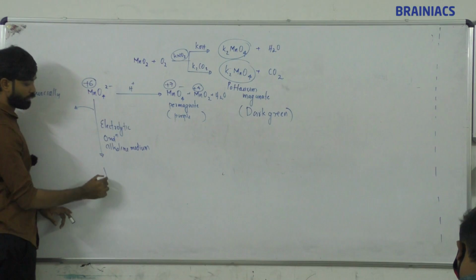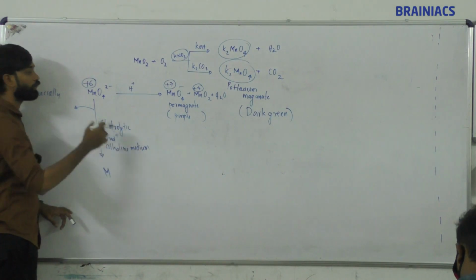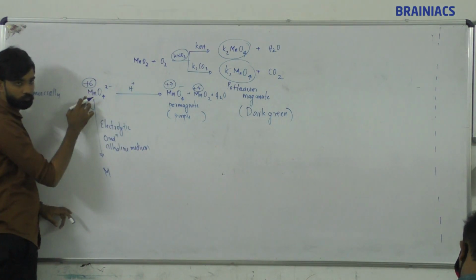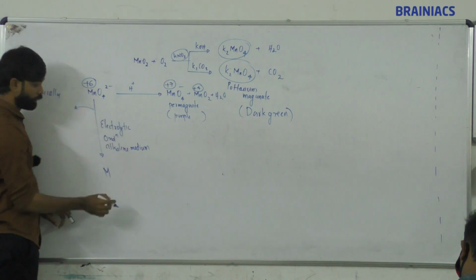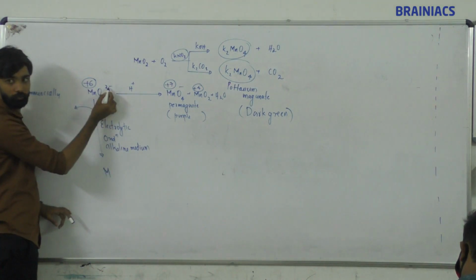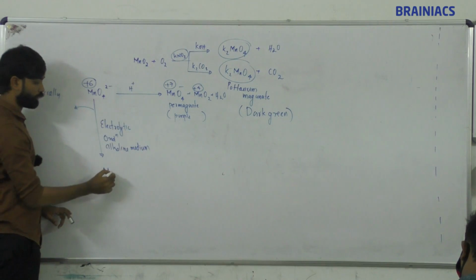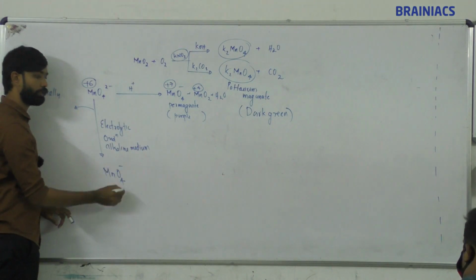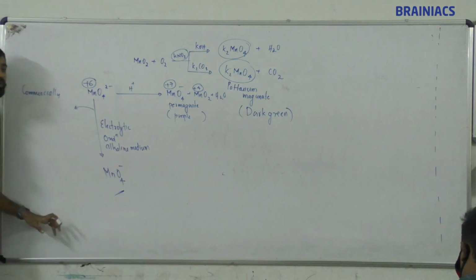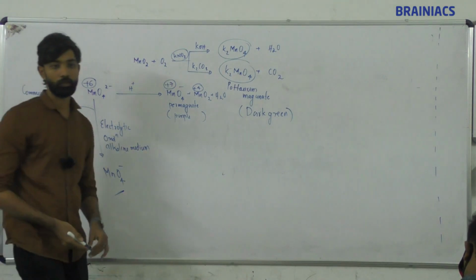So it is electrolytically oxidized. Oxidized means it simply lost an electron. If it simply loses an electron, it becomes MnO4 minus. This is how permanganate is prepared commercially.